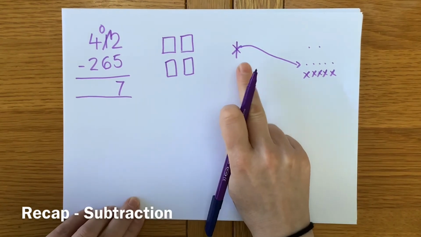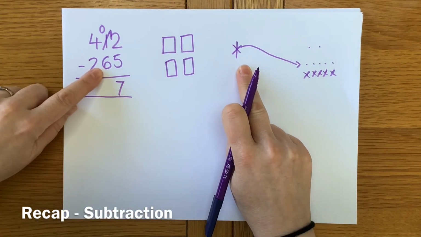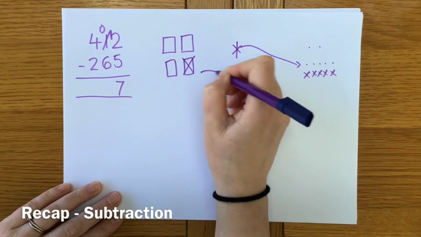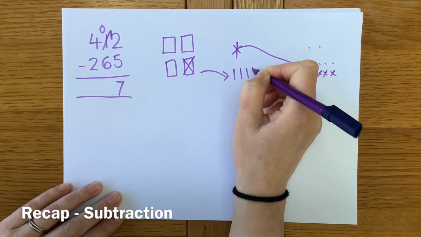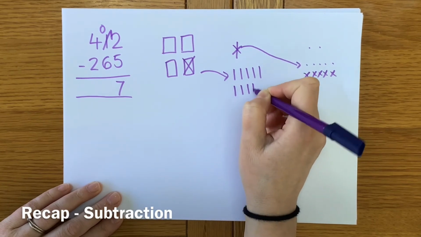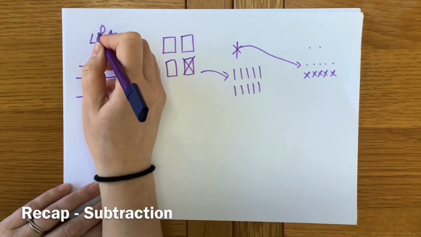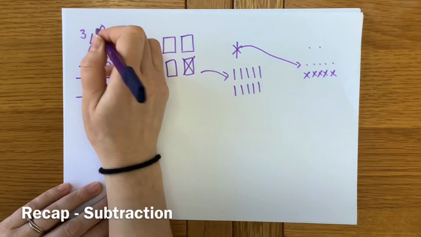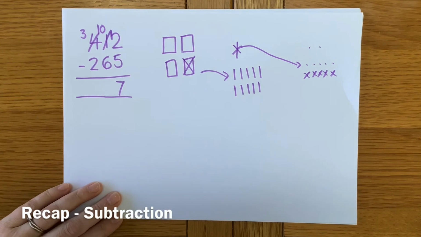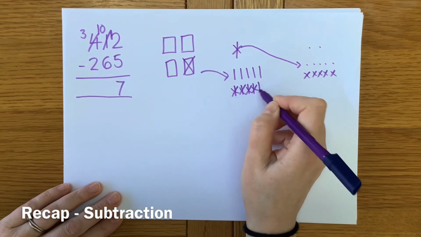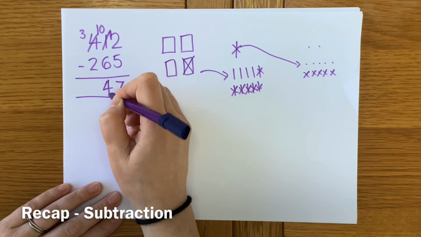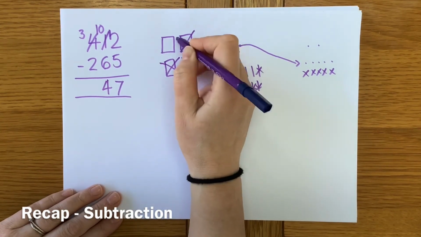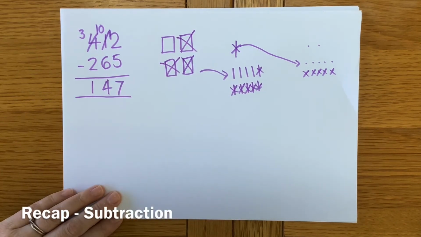I have no tens here, but I have to take away 6 tens. I can't do that. So I'm going to regroup one of these hundreds into 10 tens. That's 100 is the same as 10 tens. So what I've done is I've taken one of those hundreds, left 3 behind, and I had 0 tens, but now I've got 10. Then I can easily take away my 6, leaving me with 4. And then for my hundreds, I've got 3 hundreds, and I take away 2 of them, leaving me with 1.